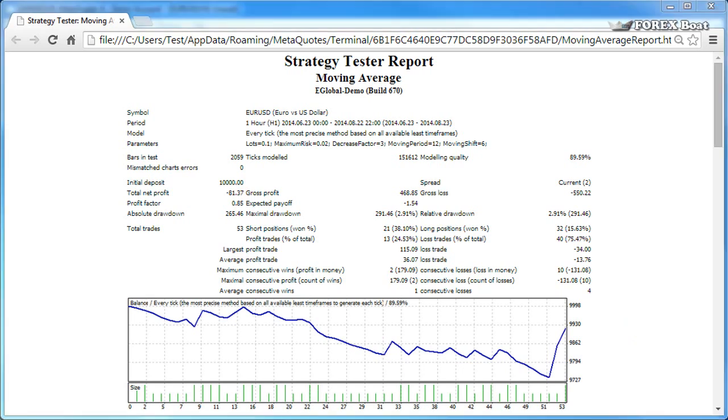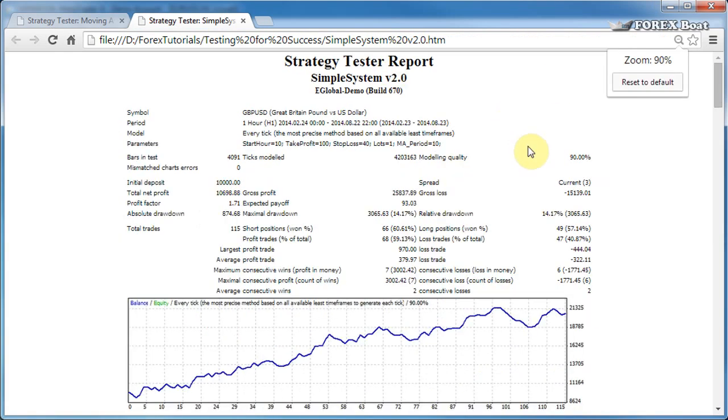I'll just bring that up now and I'll zoom out. And as you can see from this report right away, from the chart, it is a profitable report. And I think it'll be more interesting for us to discuss this profitable report rather than that unprofitable one from the moving average prepackaged expert advisor.